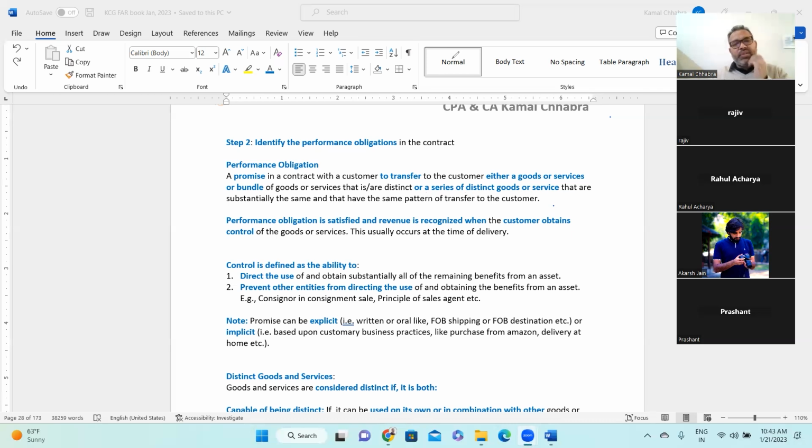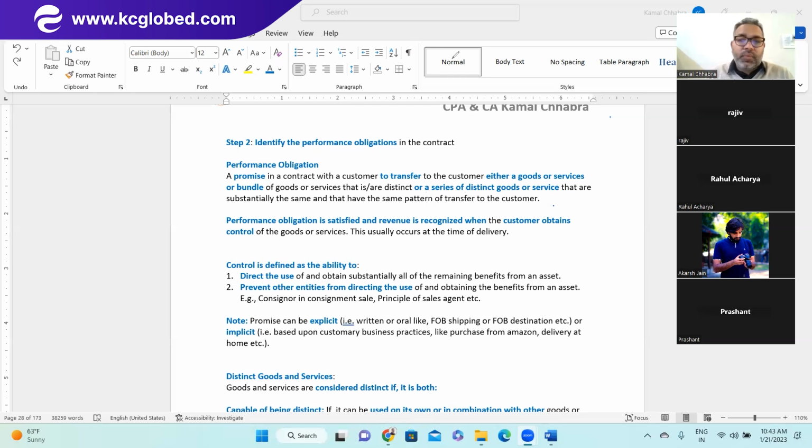So next line, if you see, performance obligation is satisfied and revenue is recognized when the customer obtains control of goods and services. This is similar to ASC 605, and the same as in India you might have studied Accounting Standard 9 and now Ind AS 116, right? So it's very much similar. As and when goods are transferred and the possession or control of those goods and services is transferred, the performance obligation is assumed to be satisfied.